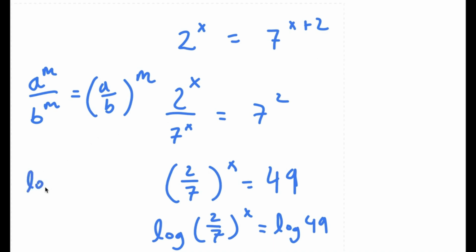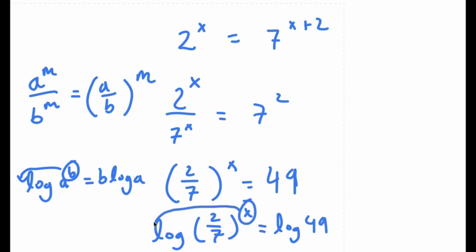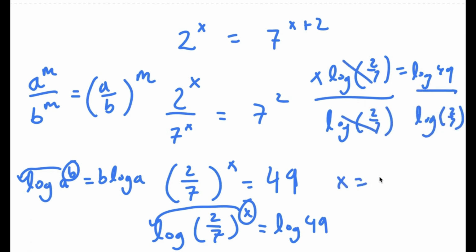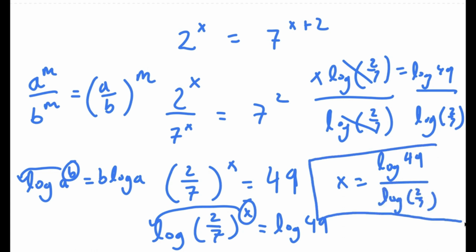Now, if I have something in the form log a to the power of b, I can actually move this exponent b to the front. So this would equal b times log a. So in this case, log of 2 over 7 to the power of x, I can move x to the front. So this is going to equal x times log of 2 over 7 is equal to log 49. Now if I divide both sides by log of 2 over 7, these two cancel out, and I'll be left with x is equal to log 49 over log of 2 over 7. So this is my answer.